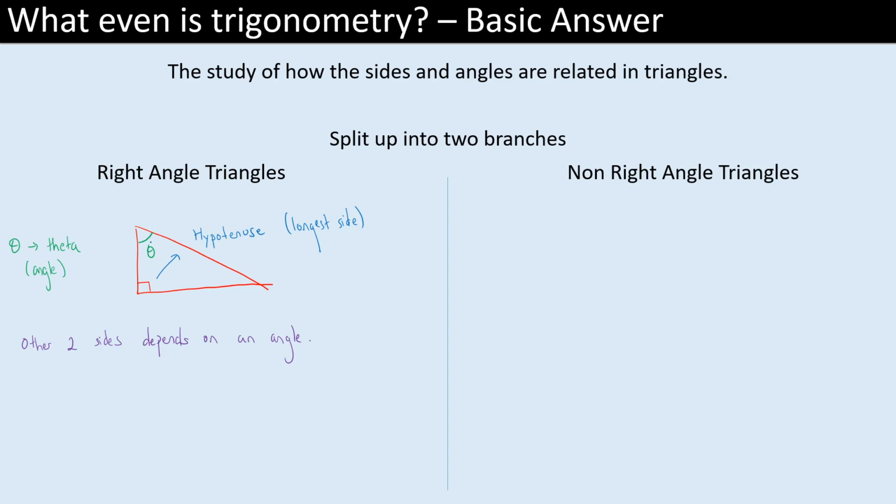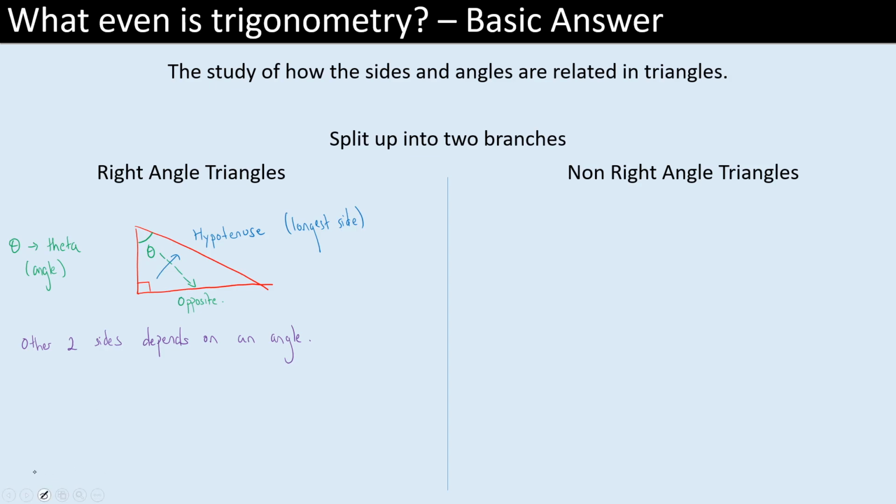Now if our angle is up here, the name of the side which is opposite that angle is called the opposite. So we had the hypotenuse, which was our longest side, opposite the right angle. And we've got our opposite side, which is directly opposite an angle that we've selected.